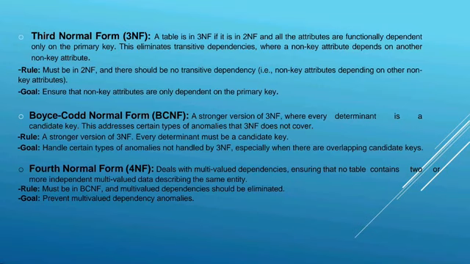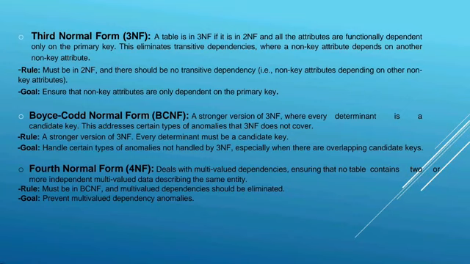Boyce-Codd normal form, BCNF, a stronger version of 3NF where every determinant is a candidate key. This addresses certain types of anomalies that 3NF does not cover. Rules: a stronger version of 3NF, every determinant must be candidate key. Goal: handle certain type of anomalies not handled by 3NF, especially when there are overlapping candidate keys.